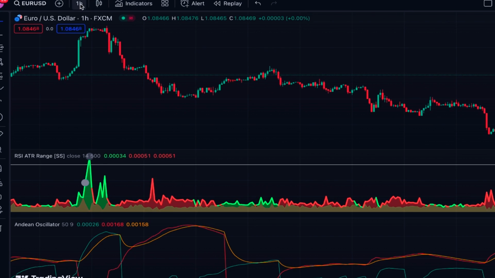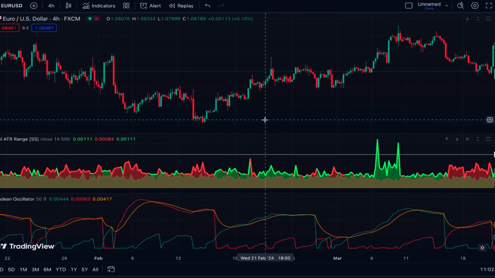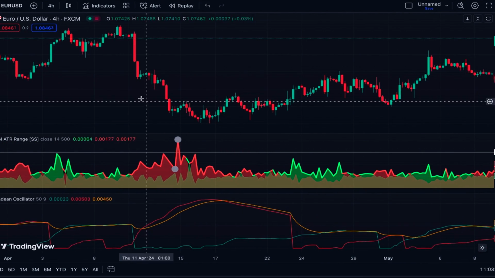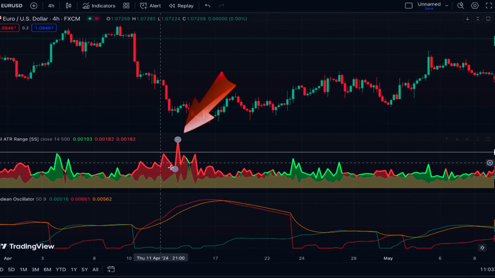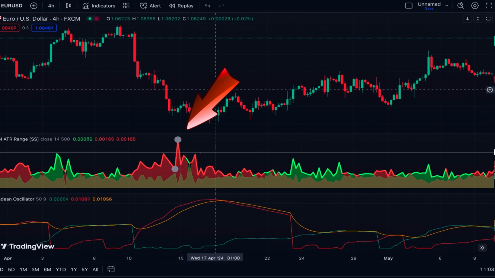Let's go to 4 hours time frame and see how it performs on 4 hours time frame. The method that I explained can be applied here similarly. For example, here you can see that following this downtrend, we got a large spike here, and this gives the possibility that maybe we will have a reversal.